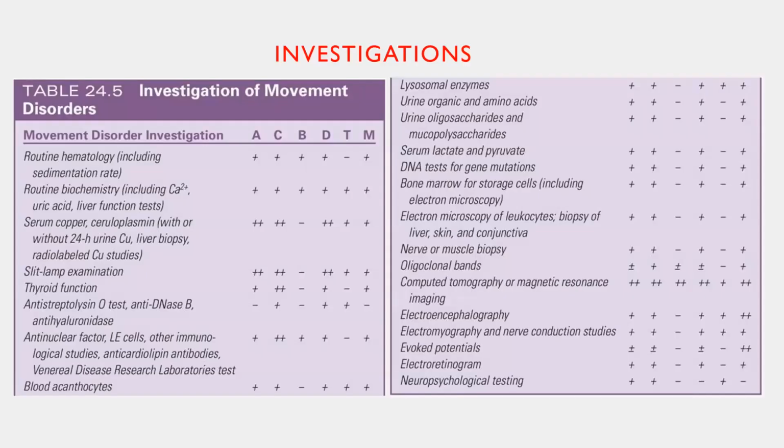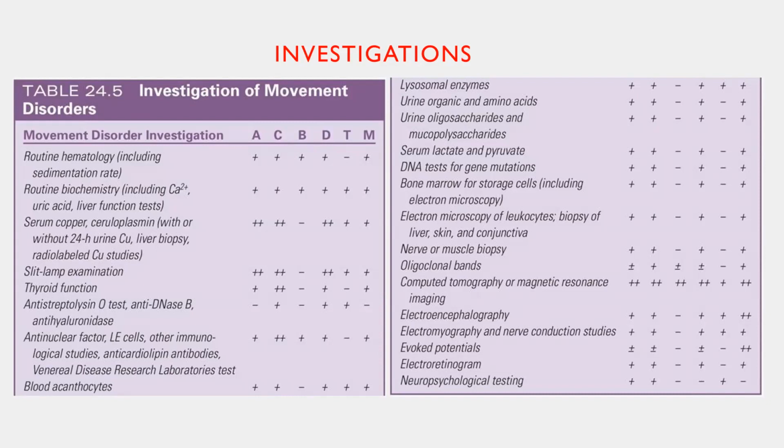Next, so basic investigation. Here in this picture, A connotes akinetic rigid syndrome, C is chorea, B is ballism, D is dystonia, T is tics, M is myoclonus. Okay, A, C, B, D, T, M. So you identify the movement disorder, you evaluate accordingly. If a patient is having akinetic rigid syndrome or Parkinson's disease, you need to evaluate what are these plus marks that are mentioned here.